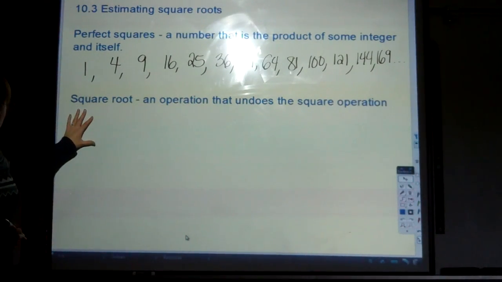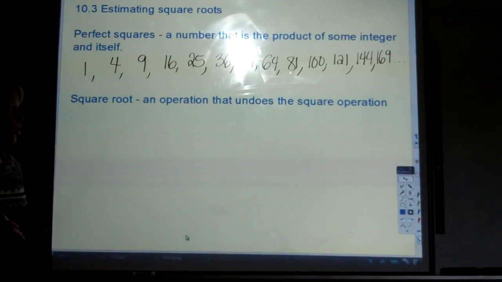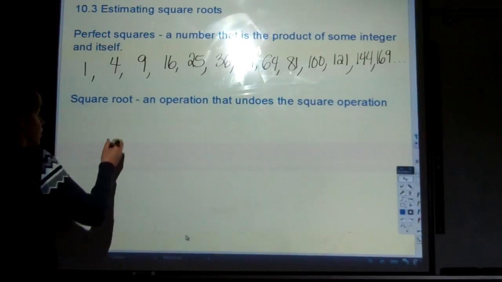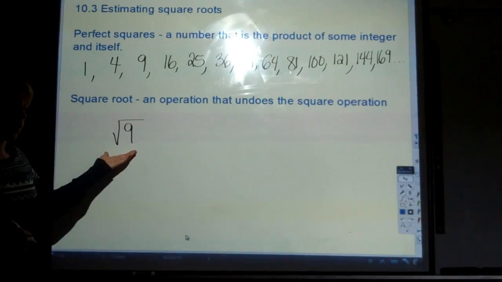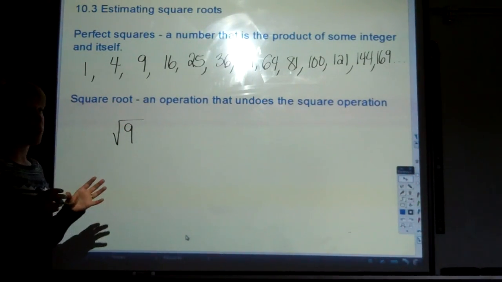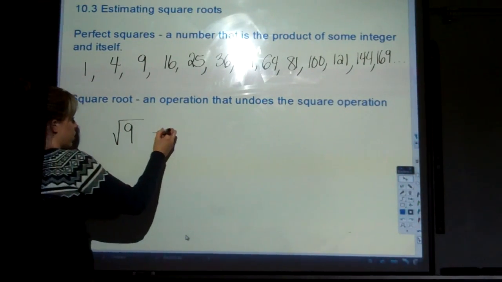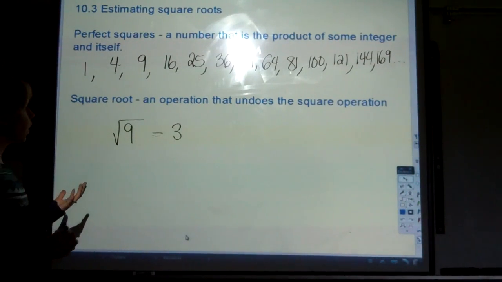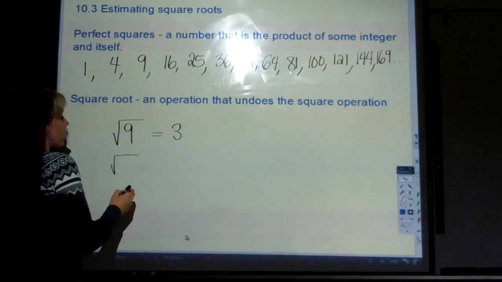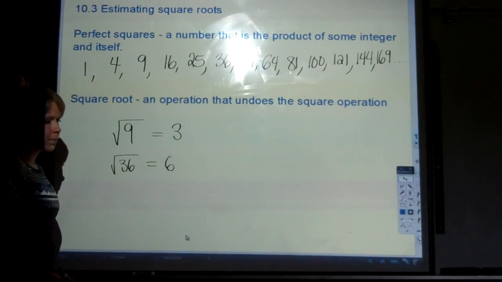Now, a square root is an operation that undoes the square function. So, for example, if I were to take the square root of 9, the square root of 9 says, well, it finds the number that when we squared it, we got 9. Well, that number is 3. The square root of 9 is 3. Another example, the square root of 36 is 6.